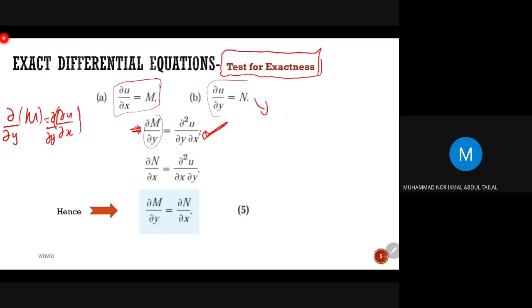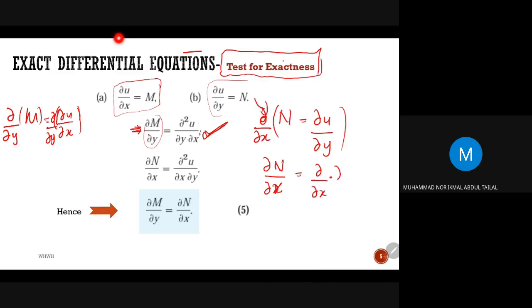Alright, and then for this one we have n equals del u over del y. Then for n we partially differentiate with respect to x. On your left hand side you will get del n over del x. And on your right hand side, you will get del over del x of del u over del y. That's what this is. The del becomes del square. I think everyone understands.